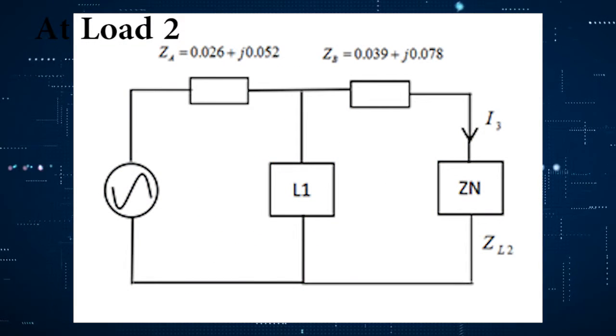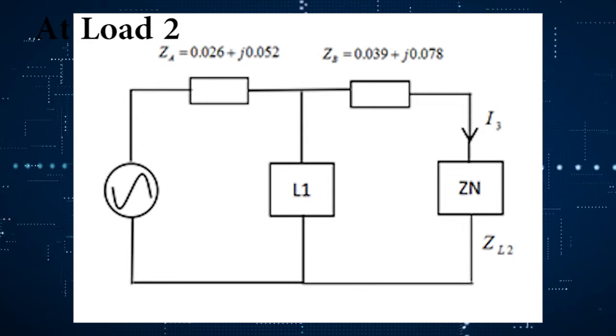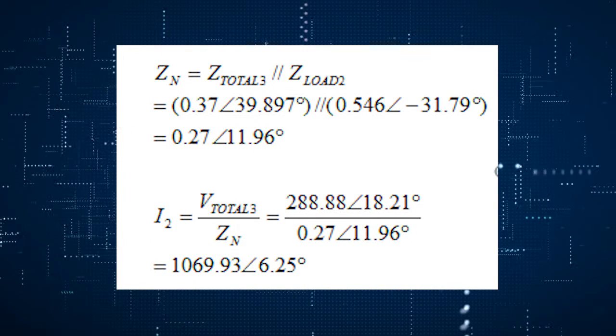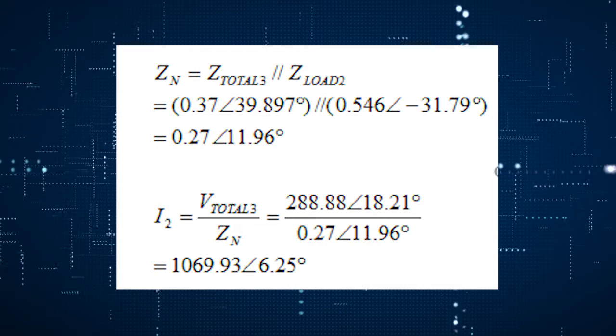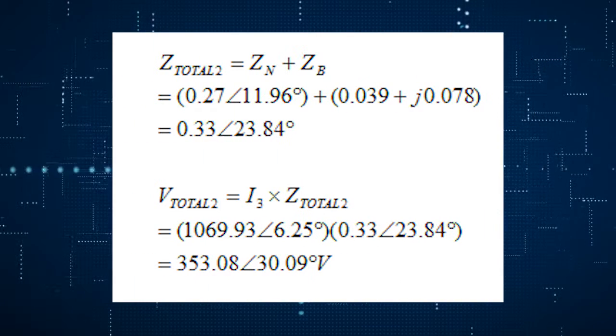To find the current, we use this formula. And to find the V total 2, we use this formula.